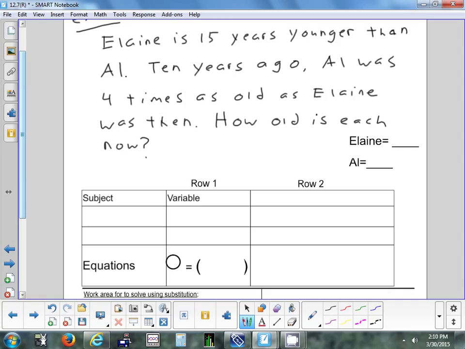All right. So this one, right? Maddie, give me one of my subjects. Elaine, right? So I'm going to put Elaine here. Ben, what's my other subject? Al. Take another 10 seconds and write in your variables for row 1.